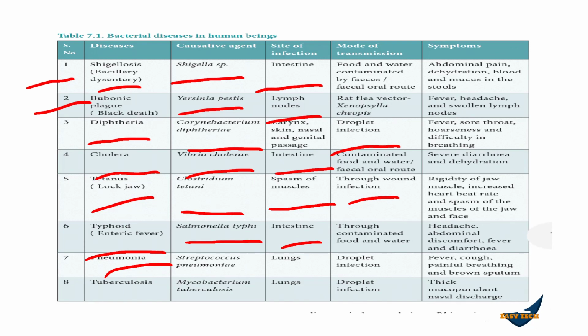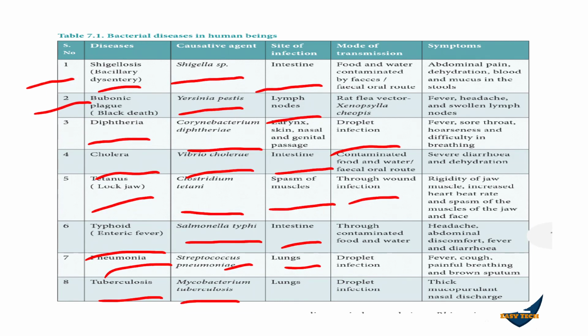The next one is pneumonia. The causative agent is Streptococcus pneumoniae and the affected area is the lungs. It is transmitted by droplet infection, and the symptoms are fever, cough, painful breathing and brown sputum. The last one is tuberculosis, TB, caused by Mycobacterium tuberculosis.